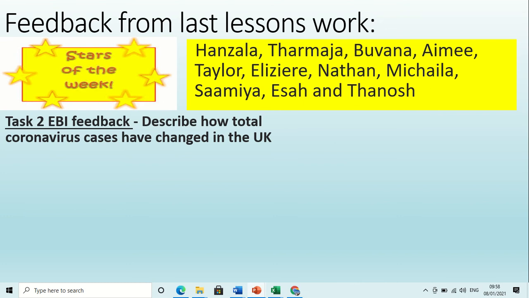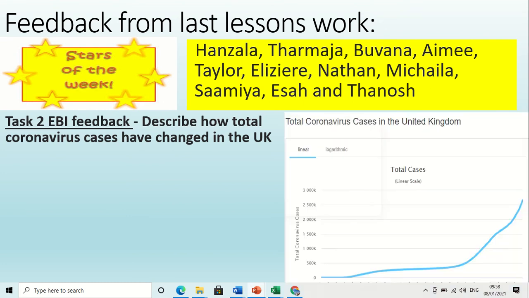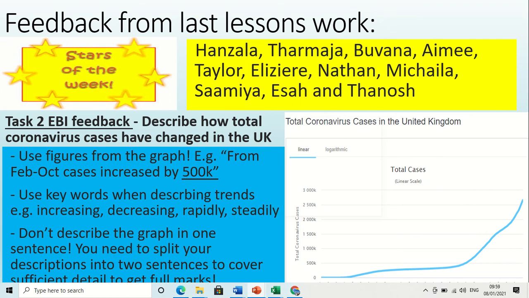Just wanted to give you some even better feedback from the question regarding total coronavirus cases in the UK. Remember, I asked you to describe how total coronavirus cases have changed in the UK. And this is the feedback. Some of you didn't really use figures from the graph. For example, I wanted you to do that. So you could have said something like from February to October, cases increased by 500K.